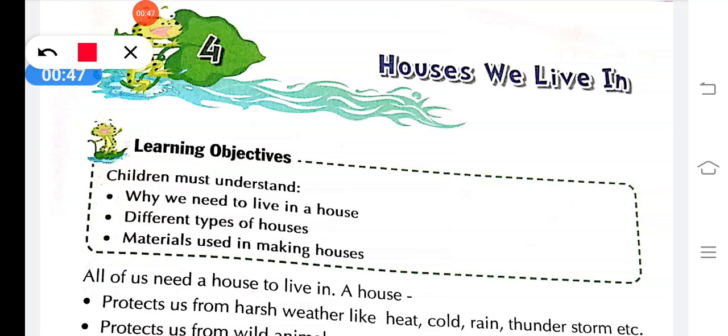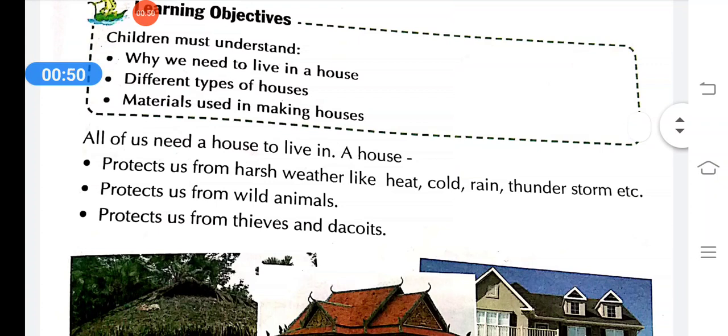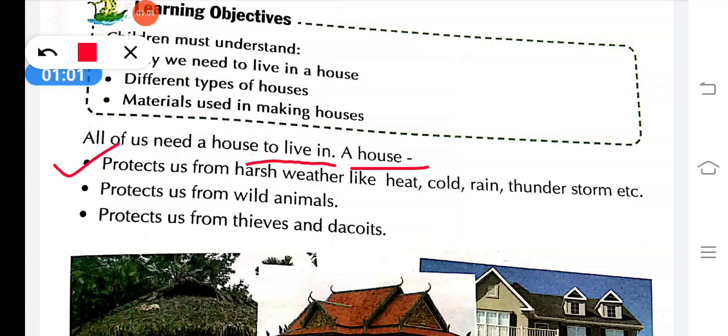Why do we need a house? Students, we all know that all of us need a house to live in. A house protects us from harsh weather like heat, cold, rain, thunderstorm, etc. Our house also protects us from attack of wild animals and from thieves and dacoits. We have valuable things with us in our houses. We have to protect them from thieves and dacoits. So we build houses.